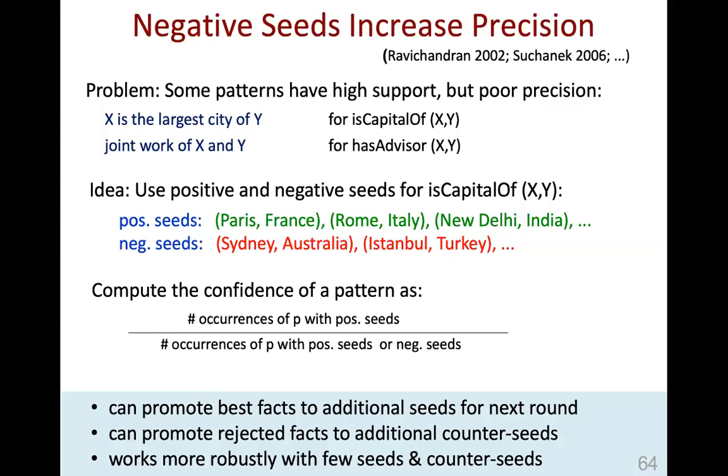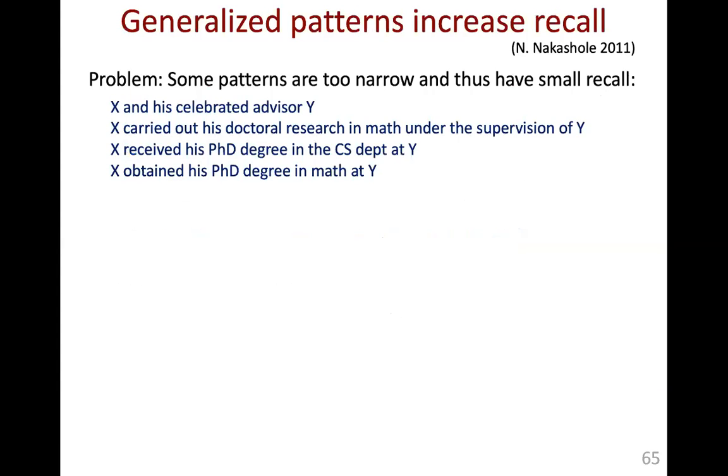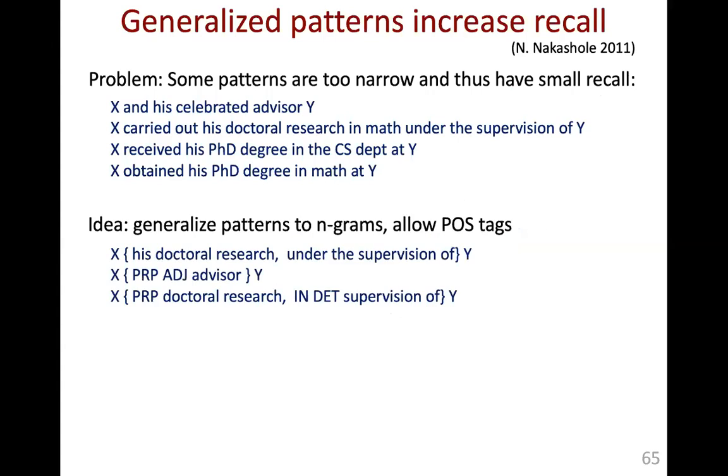So basically, this tells you that this is pretty much like negative sampling in machine learning and it helps. So basically, we need not just positive knowledge, but also negative knowledge. Some patterns are too narrow and they have a small recall, so it's hard to find them. For example, "X and his celebrated advisor Y", right? Or "X received his PhD degree in the CS department at Y", right? So it's very, very narrow. Or "X obtained PhD degree in maths at Y".